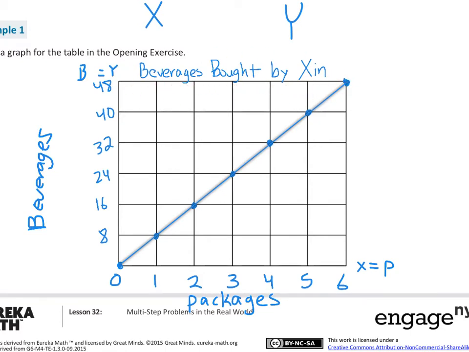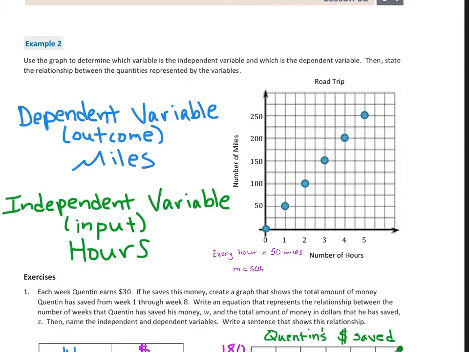So let's look at a couple more examples. For example 2, we have a certain number of miles and however many hours that takes. Again, hours is down here on X, and it's going by ones, right? So I'm going to say that this is my independent variable because this is what's going to drive the equation, which I actually wrote down here: my miles equals 50 times whatever my hours are.